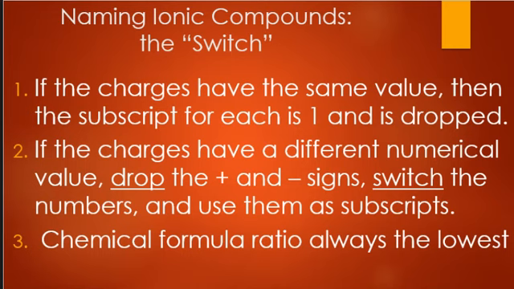2, if the charges have different numerical values, you drop the plus and minus, switch the numbers, and use them as subscripts. I'm going to illustrate this to you. We're going to watch a little video on this so you understand what's going on right here. What we're doing is we're doing crisscross. We're going to crisscross here. And the chemical formula ratio is always the lowest, so it's sort of like doing the lowest common denominator thing. Always make it the lowest that you can. Instead of 8 and 4, you know, you're going to have 1 and 2, right? So however that goes.